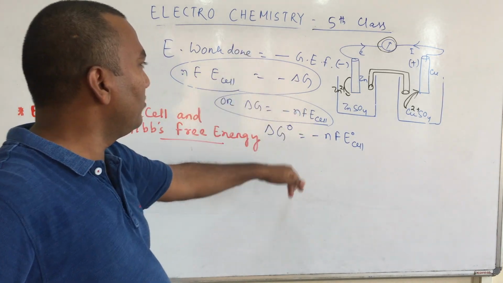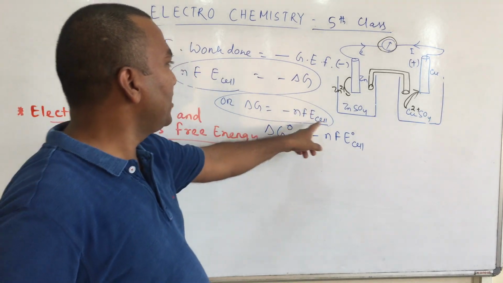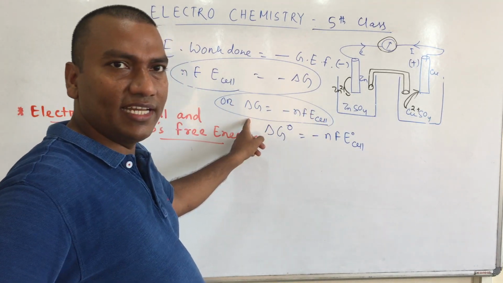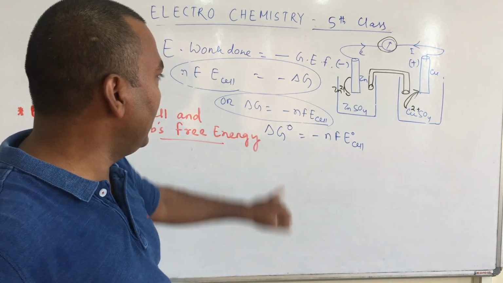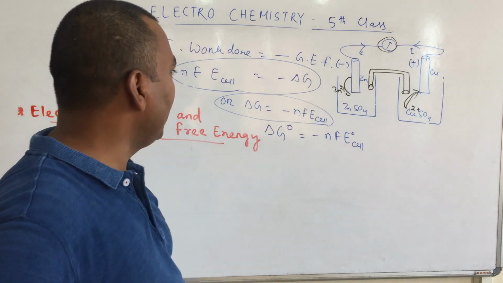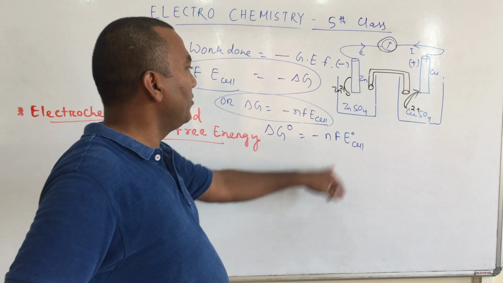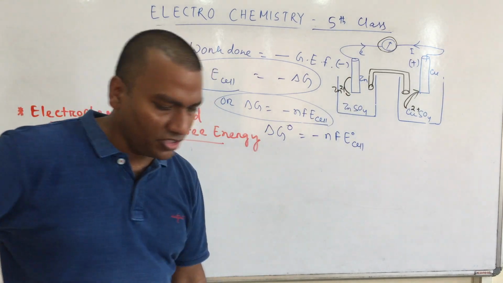When the numerical comes, F we know directly is 96,500. E cell value will be given, calculate delta G, or delta G value will be given, calculate E cell. Similarly, E naught cell value will be given, calculate delta G naught, or delta G naught value will be given, calculate what? E naught cell. Okay, clear now?